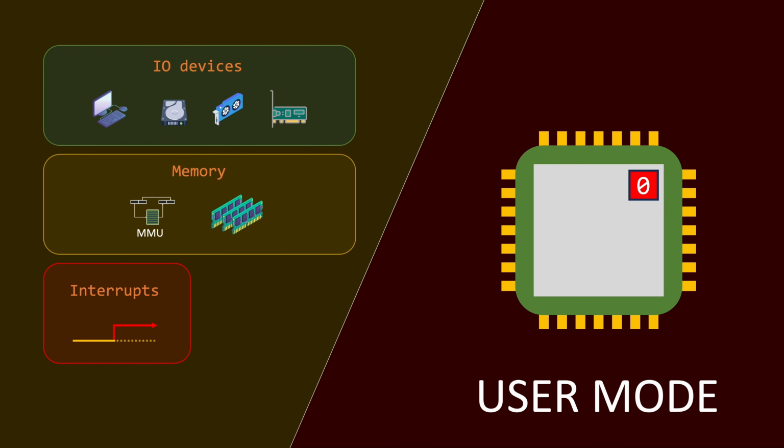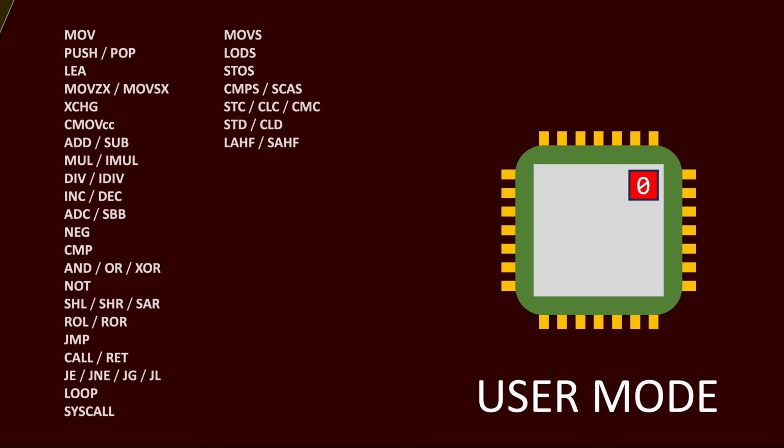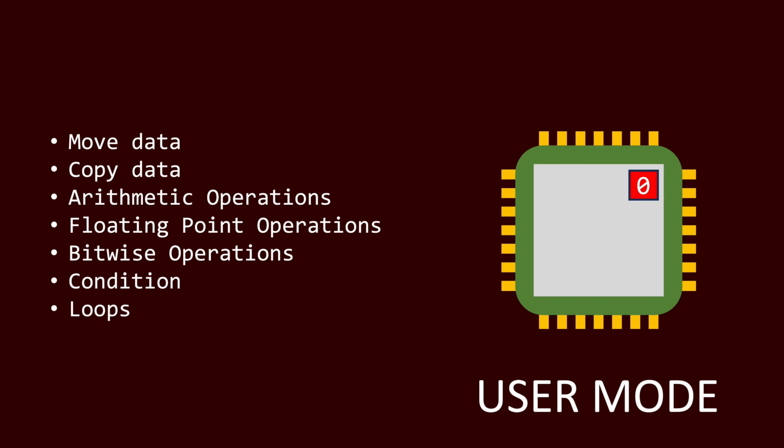User programs are still allowed to use a wide range of instructions. In user mode, programs can perform essential tasks like moving and copying data, executing arithmetic, floating point, and bitwise operations, evaluating conditions, and running loops.